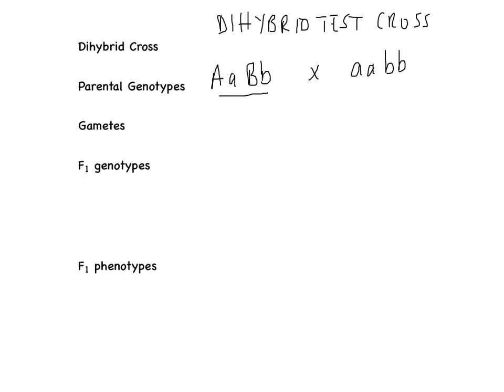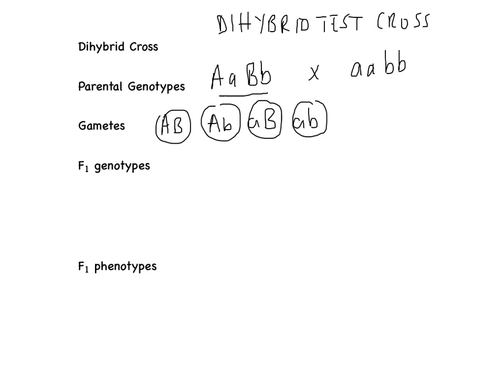So first of all, we need to create our gametes. In the first parent, the double heterozygote, we have a big A, big B gamete, we have a big A, little b gamete, we have a little a, big B gamete, and we have a little a, little b gamete. And in this one, all of the gametes are going to be little a, little b. Where they're all the same, you can just put 1, because that then simplifies your ratio at the end.